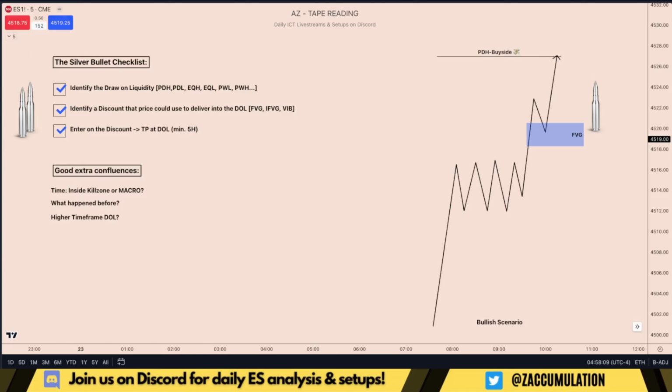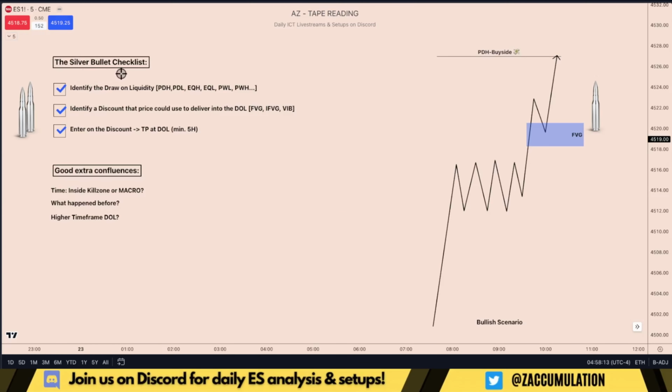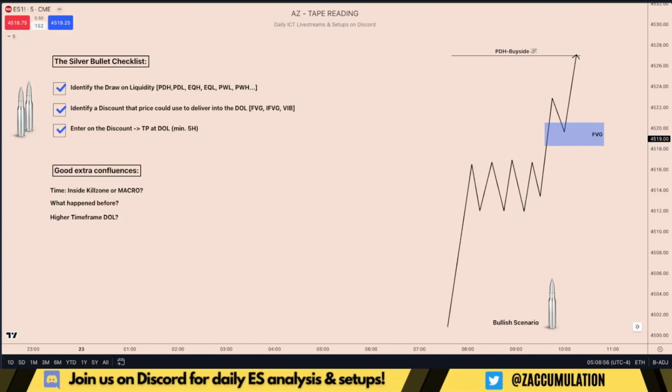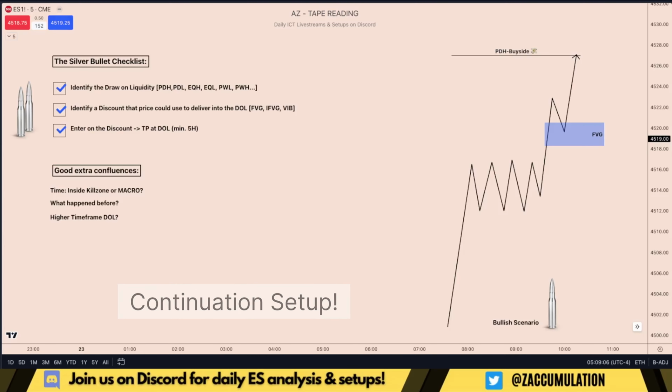In today's video I will be covering the silver bullet setup. It's a very simple setup, it's not as complicated. Many YouTubers do get it wrong and they mix it up with the 2022 YouTube reversal setup. But first of all, the silver bullet setup is a continuation setup. From a pre-existing trend, we look for a continuation entry into a draw on liquidity.